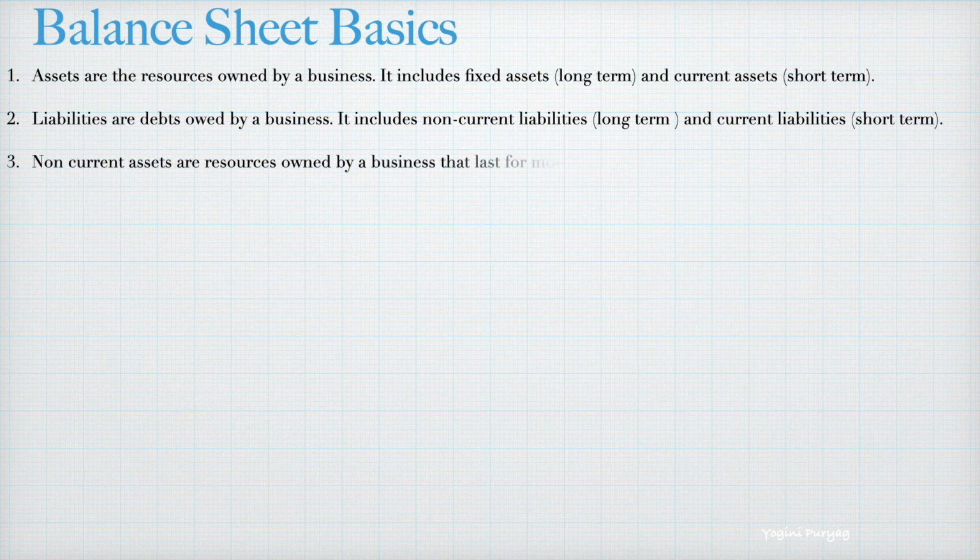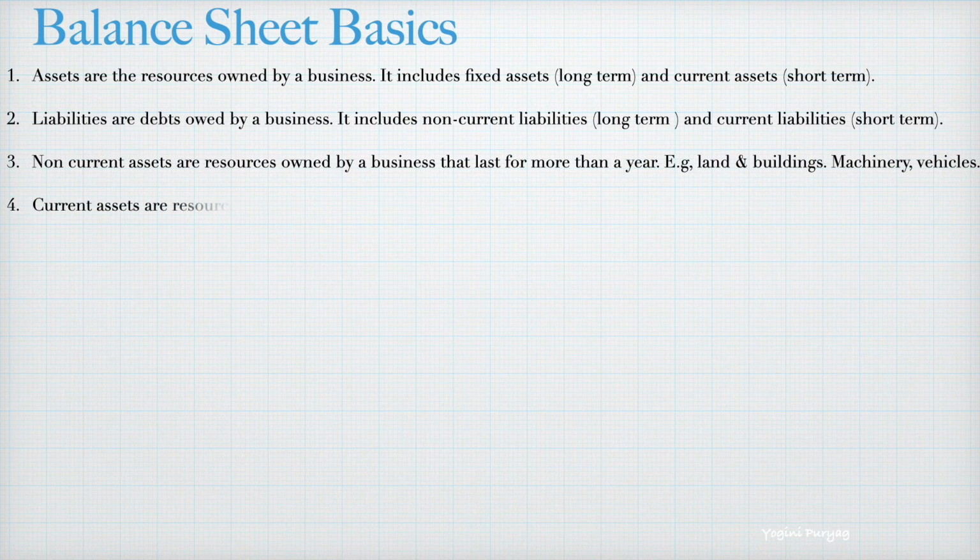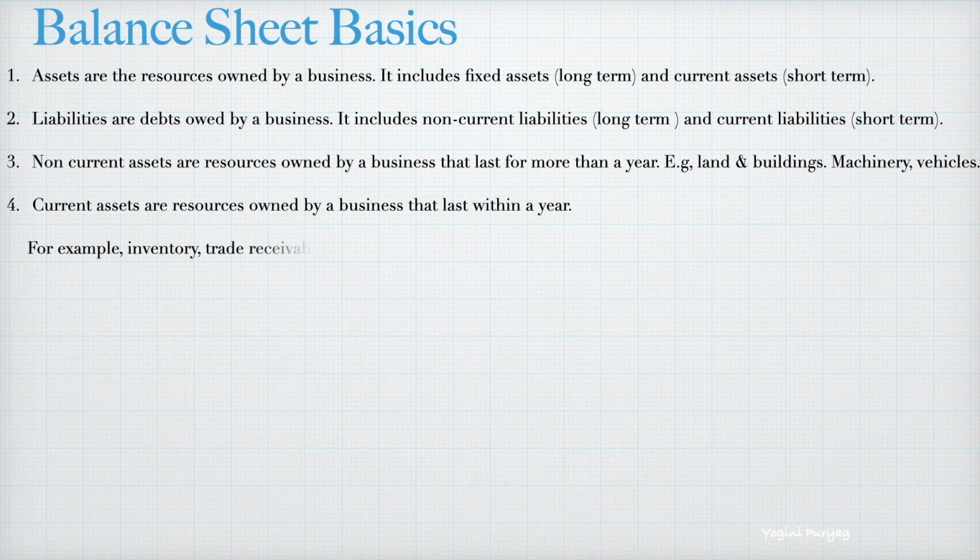Non-current assets are resources owned by a business that last for more than a year. For example, land and buildings, machinery, vehicles. Current assets are resources owned by a business that last within a year. For example, inventory, trade receivables, cash in hand, cash at bank.